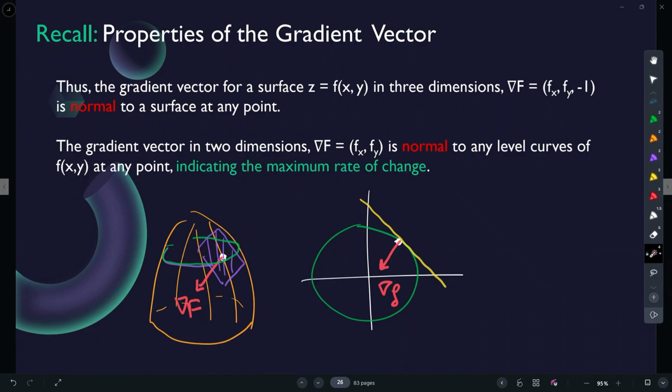more importantly, this gradient vector indicates the maximum rate of change of the function at that point. In the entire domain, at that point, the function is growing fastest in the direction that the gradient vector is pointing. OK? How did Lagrange use this?